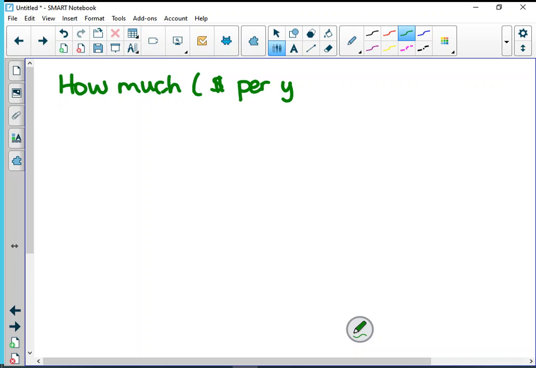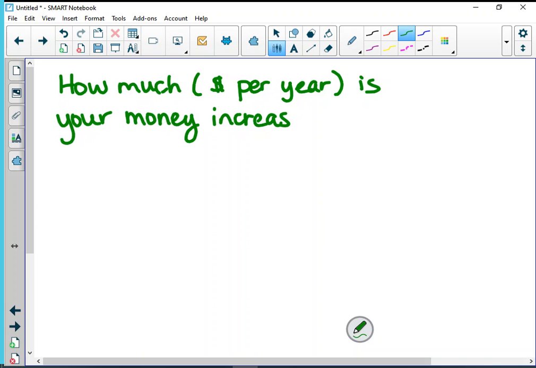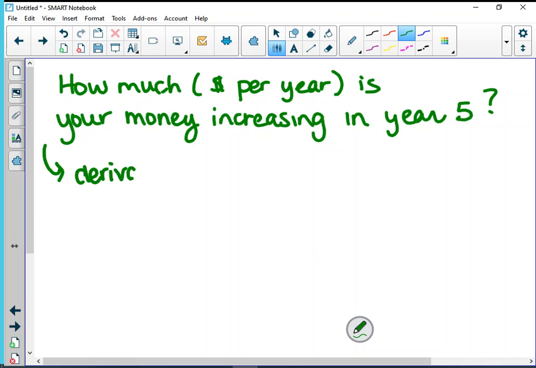How much in dollars per year? This is a little awkward question, but if we want to talk about the rate of increase, and there's a lot of ways to talk about the rate of increase in something like this, for our purposes, if we're talking about the rate of increase in terms of dollars per year, how many dollars per year are we earning in the 5th year?